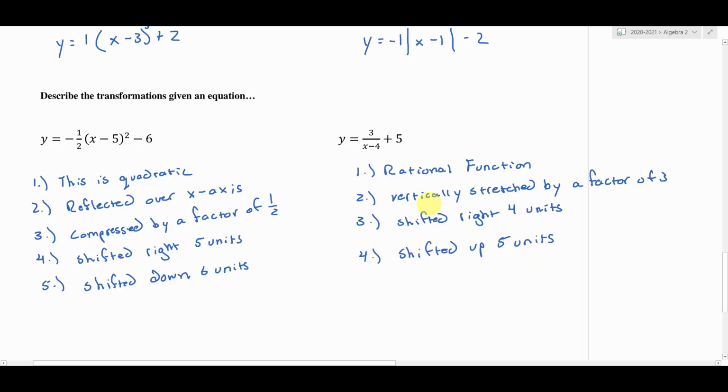There we go. And I noticed one thing I'm missing from this one that was over here was a reflection, but I don't see a negative in front of the A. So no reflection happened, so I don't need to talk about it in my description.